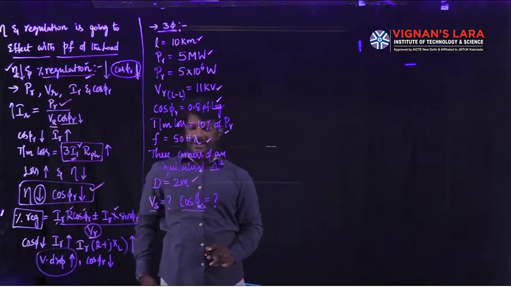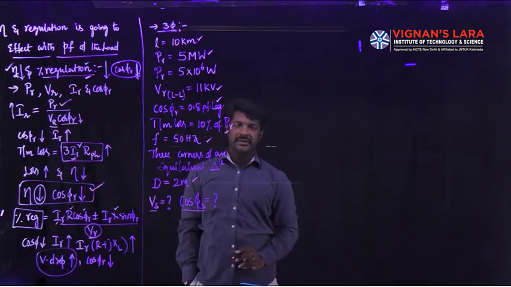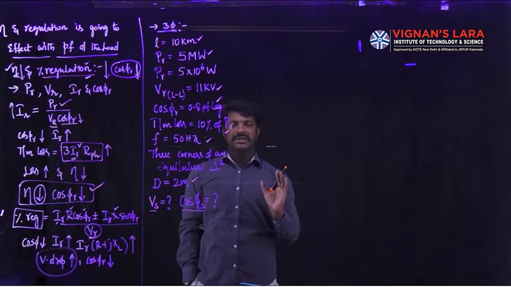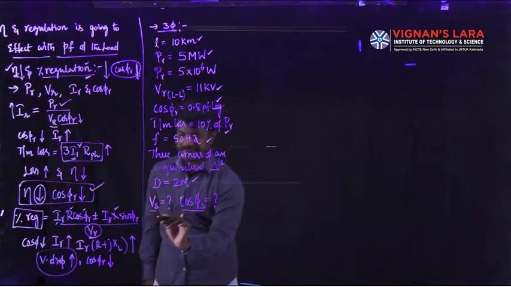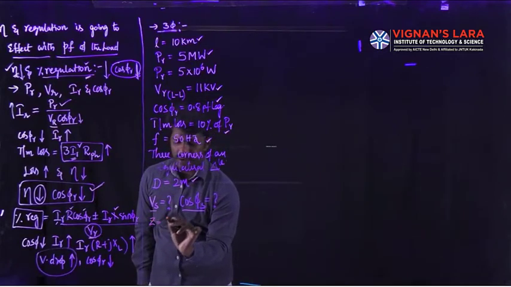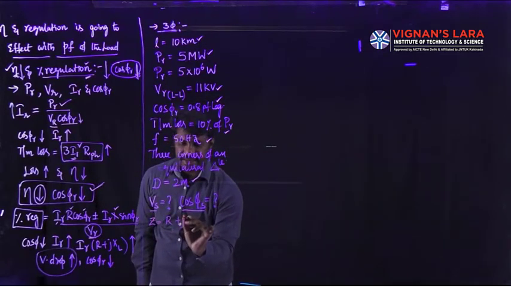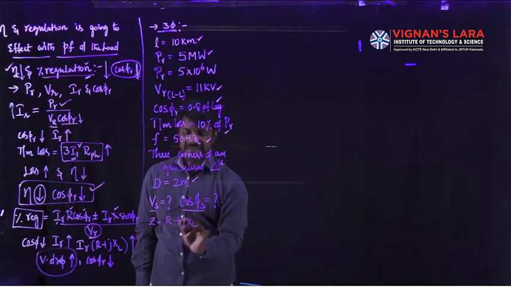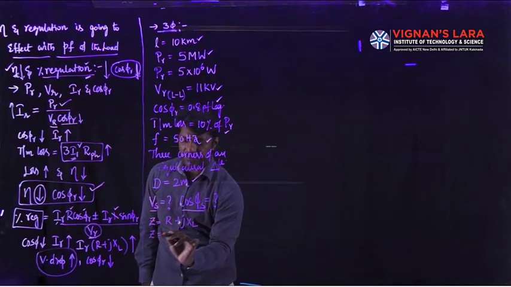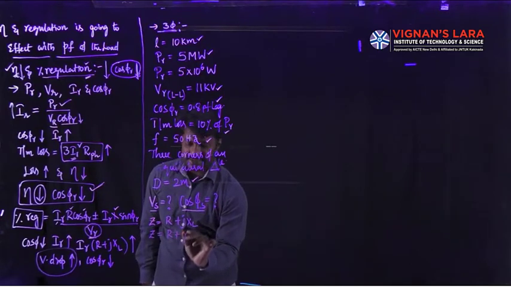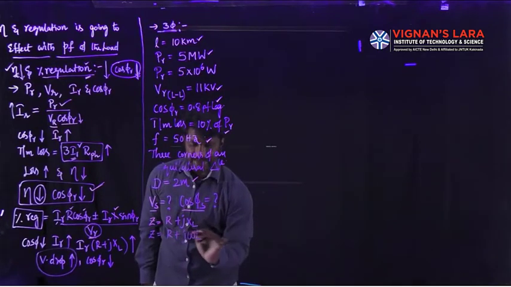Before getting the magnitudes of Vs and cos phi s, first of all we should have the transmission line constants, which is nothing but the impedance of the transmission line. The impedance is Z, which is equal to R plus jXL. Expansion of this XL is omega L. That is, Z is equal to R plus j omega L.